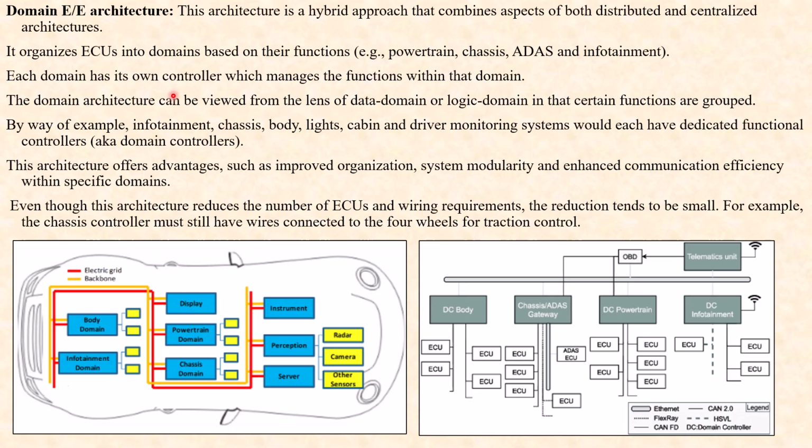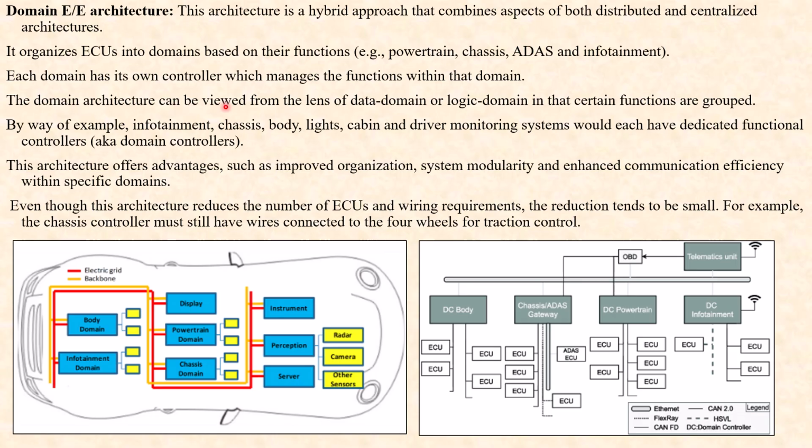Okay, now each domain, understand this very carefully. Each domain has its own controller or ECU. So for powertrain there is a separate ECU, chassis has a separate ECU, and ADAS also has a separate ECU. Especially in ADAS, all the functionalities are integrated or clubbed into one particular ECU. That is the biggest advantage.